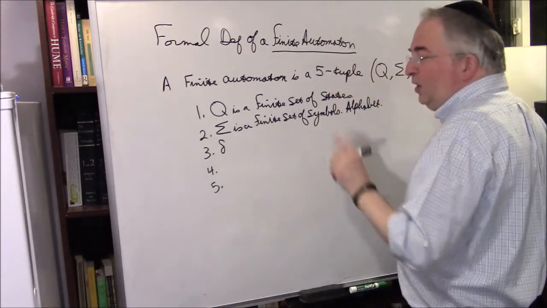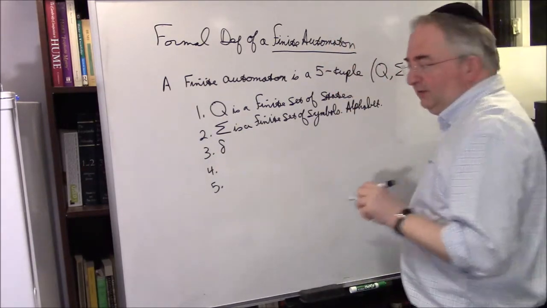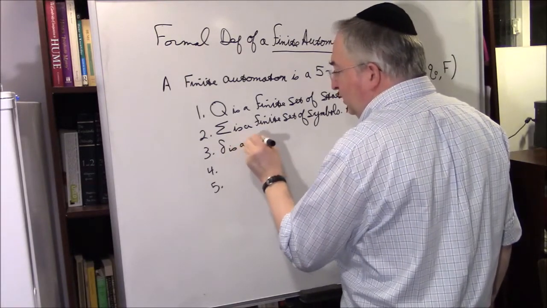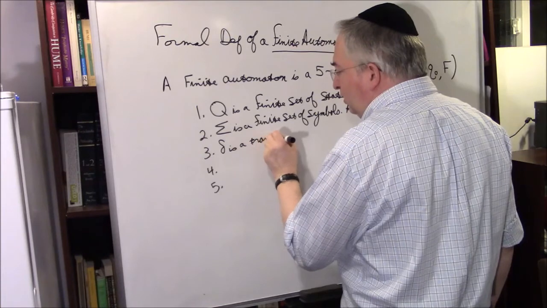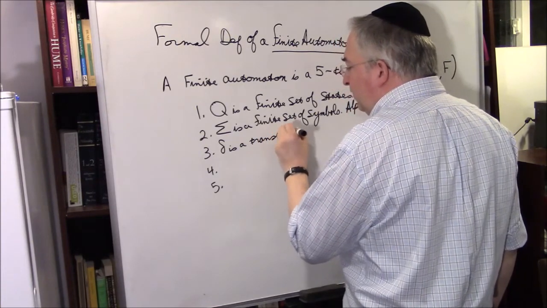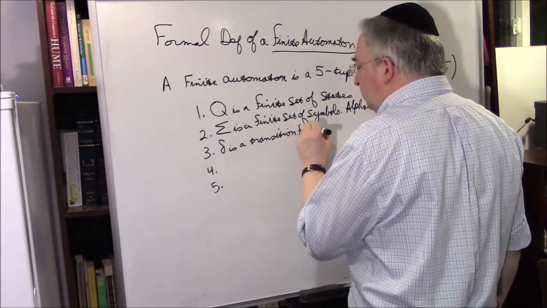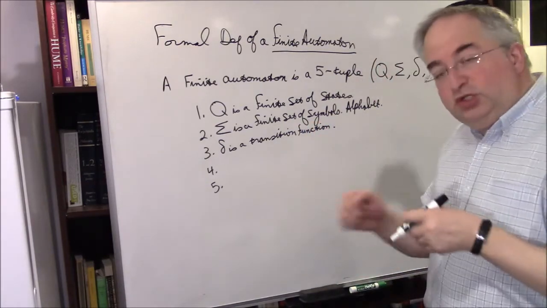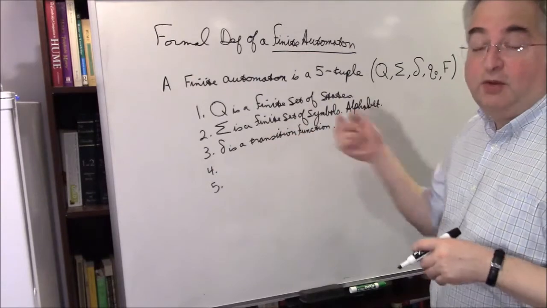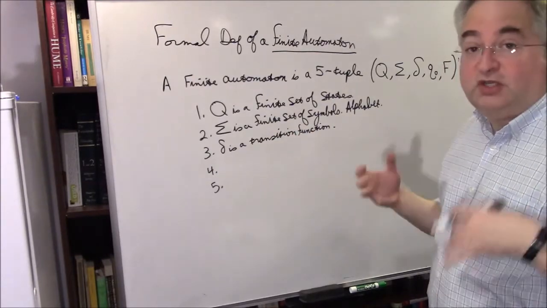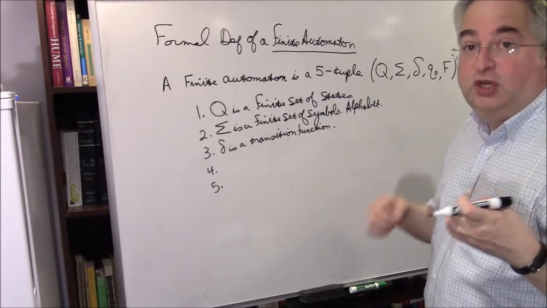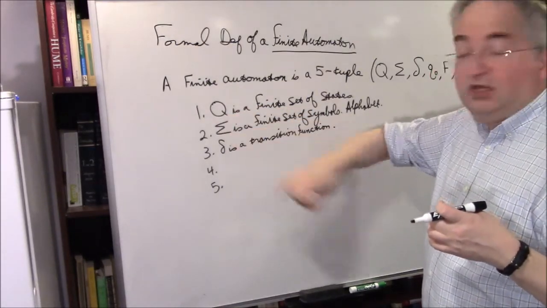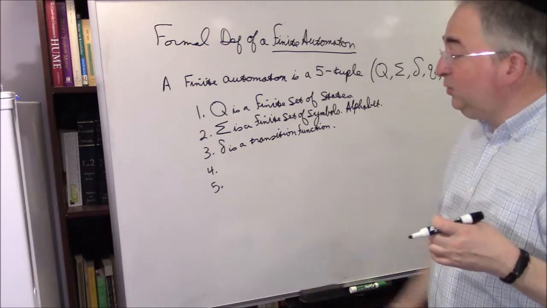Delta, we'll deal with that in a second. Okay? Delta is a transition function. Transition function. How does it transition? We'll deal with that in a second. I want to do the easier parts first. Delta is the core, the heart of the machine. It's the program of the machine. This is telling you what the states are. This is telling you what the possible inputs are. This is the real program.